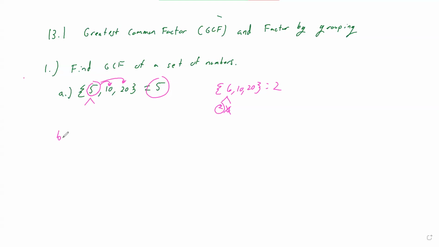All right, let's look at this next example. 150xy, 250x cubed y squared, 100x squared y squared. Start with the numbers first. Let's look at 150, 250, and 100 and ask ourselves what would be the greatest common factor?